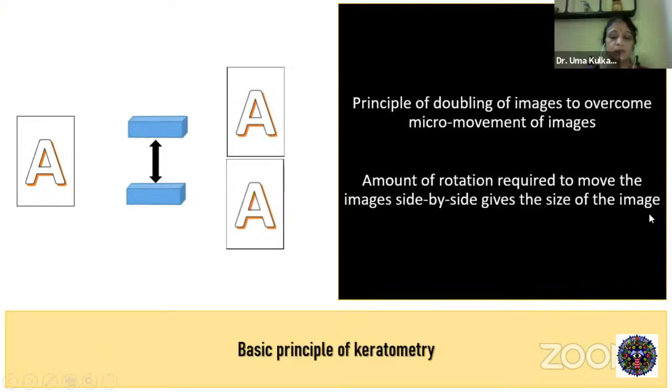This is the basic. So if you are asked in the examination, what is the principle? There are two things we need to speak about. The first one is how an image is formed, considering the surface of the cornea is a convex mirror, how a minified image is formed and where it is formed. That's the first thing you need to tell. And the second thing is, to measure this size, we need something called the principle of doubling of images using these glass prisms. So if you write this, I think you will get 50% of the marks. The next 50% of the marks will come after description of this.